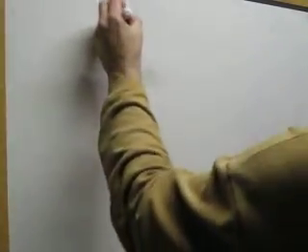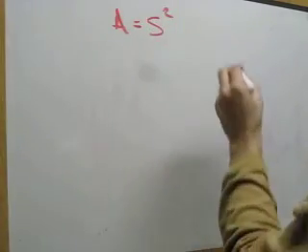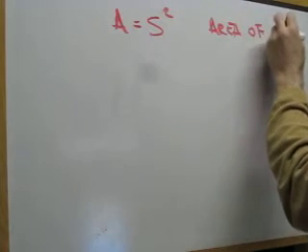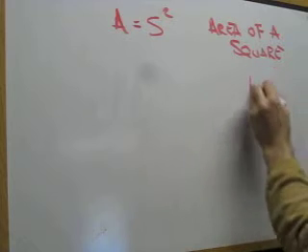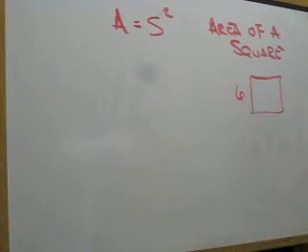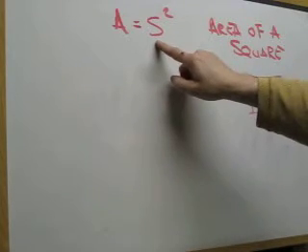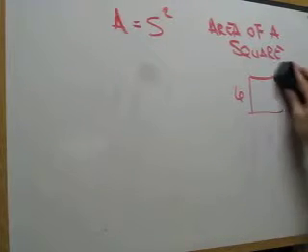5.3b. What we're going to do here is some applications, and the applications are giving us some formulas. Area equals S squared. That is the area of a square. So if we have a square and we're looking for the area, and this is 6, this S represents a side. We're going to put the 6 in here. 6 times 6 is 36. That's my area. So that's the area of a square.